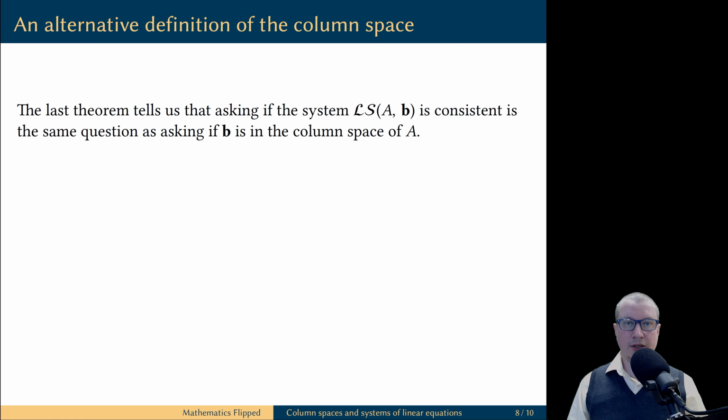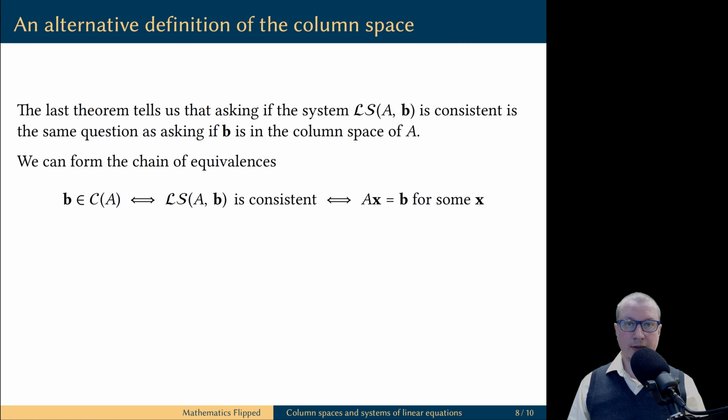It is also possible to define the column space of a matrix using a slightly different approach. We just proved that the question of membership in the column space of the matrix A is equivalent to the question of consistency of the linear system with A as the coefficient matrix and the vector in question as the vector of constants. Recalling that a linear system is consistent if and only if it has at least one solution, we can therefore construct the chain of these three equivalences.